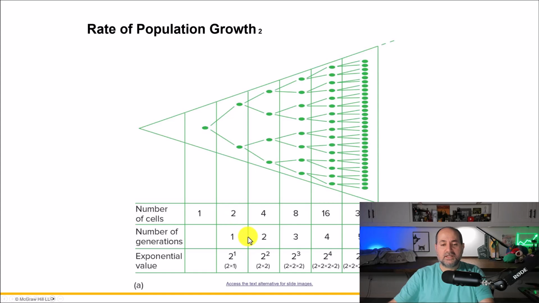After 1 generation, you have 2 to the power of 1 cells, which means you have 2 cells. After 2 generations, you have 2 to the power of 2 cells. 2 to the power of 2 is 4. After 3 generations, you have 2 to the power of 3 cells, which means you have 8 cells total. So the equation for calculating total number of cells is the exponential value 2 to the n.